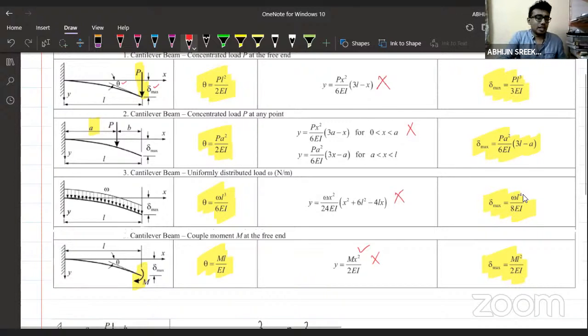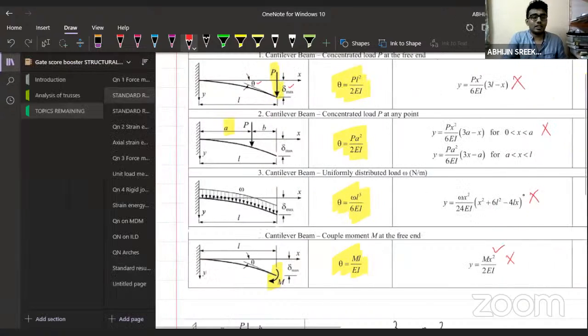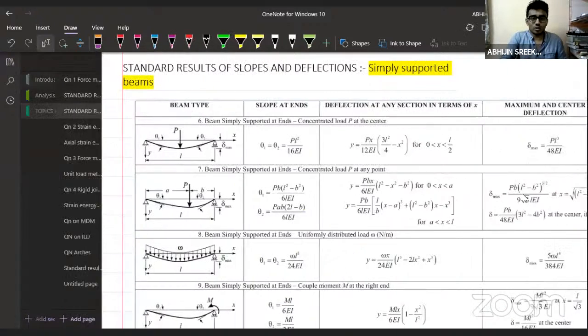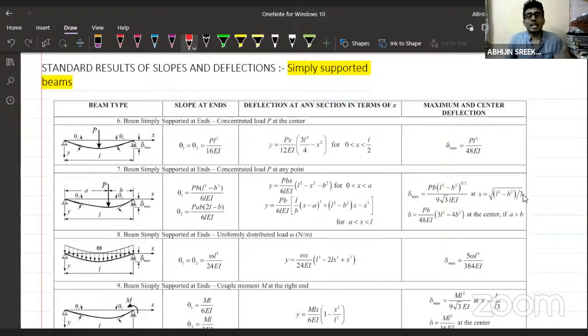Remember these equations. I hope you already remember these equations, right or not? When I was discussing it in the class, I told you to remember this. Similarly, just like I told you the standard results of slopes and deflection of cantilever beam, we have to discuss the standard results of slopes and deflection in case of simply supported beams as well.